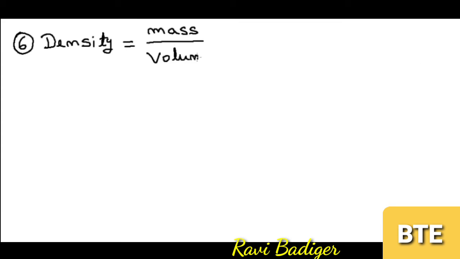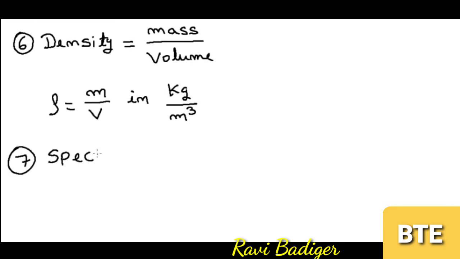Number 6, density. Density is given as mass by volume. Here density is denoted by rho, mass by m and volume by capital V. So rho is equal to m by V. We know that unit of mass is kg and unit of volume is meter cube. So the unit of density is kg per meter cube.